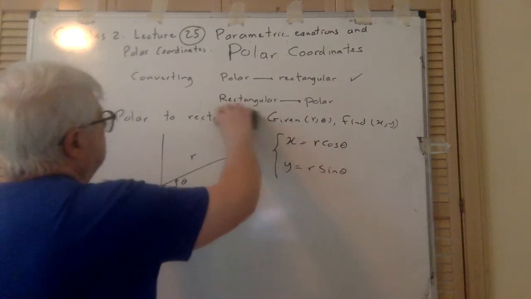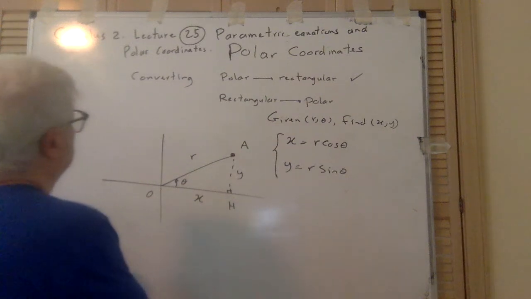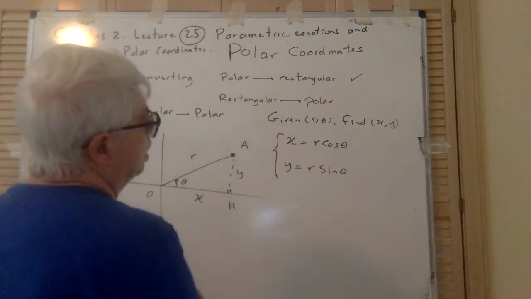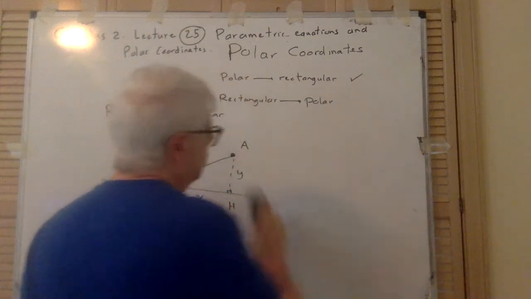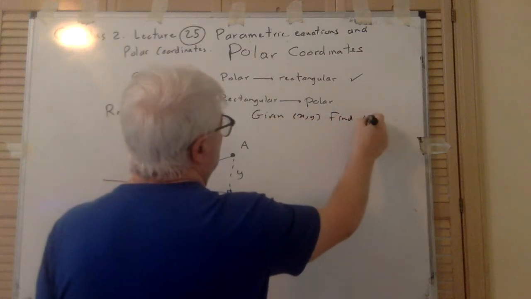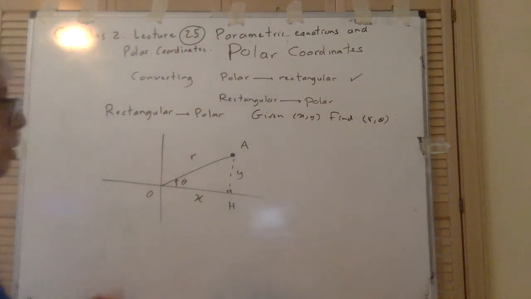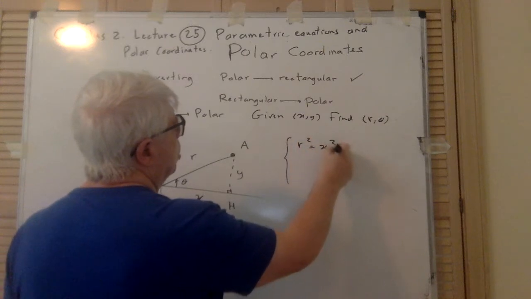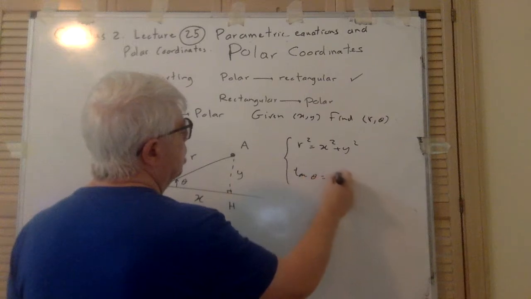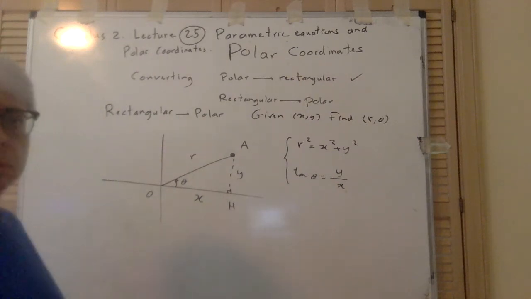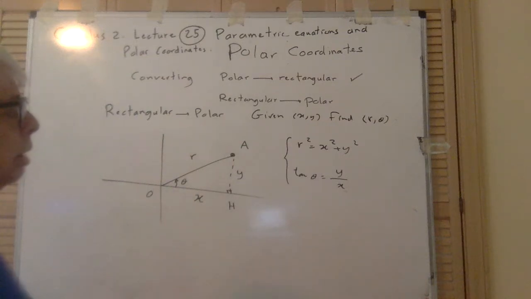Now, rectangular to polar is not that easy. So given x, y, find r, theta. Okay, so I have to use the other formulas, the other two that I have here. And in fact, that's all. r squared is x squared plus y squared, and for theta, the relation is simply y over x. Now the rest is find the point. Use scratch paper, find the point in the xy plane, and then decide on r, theta, and whatever.